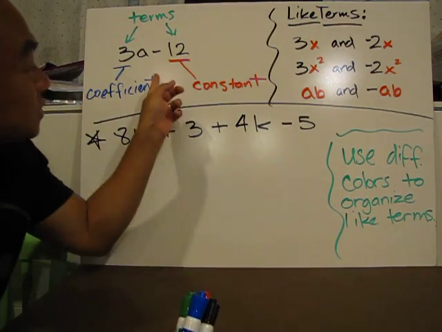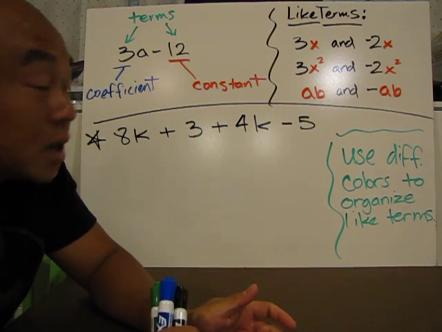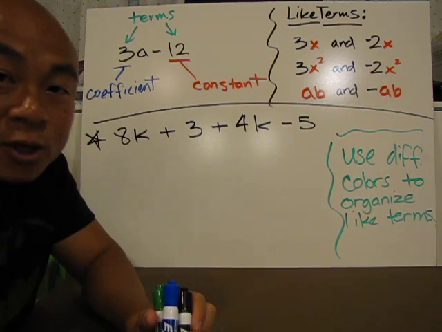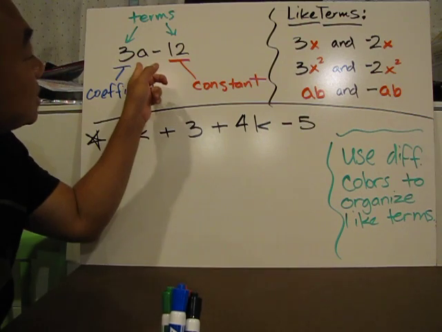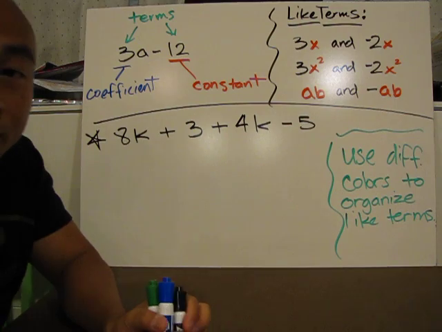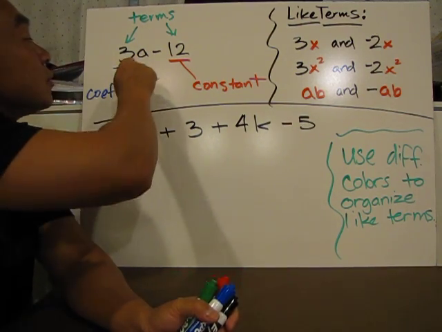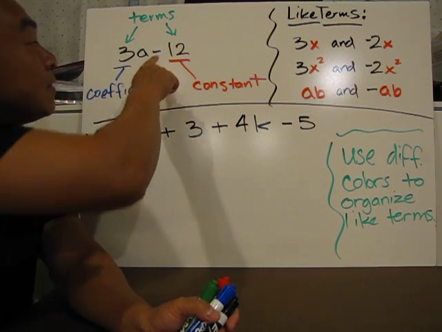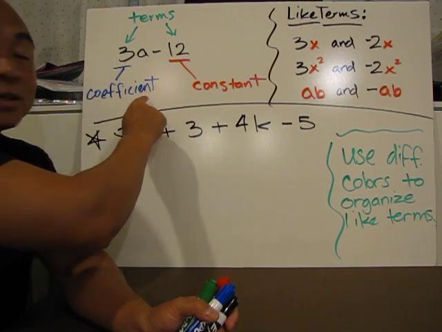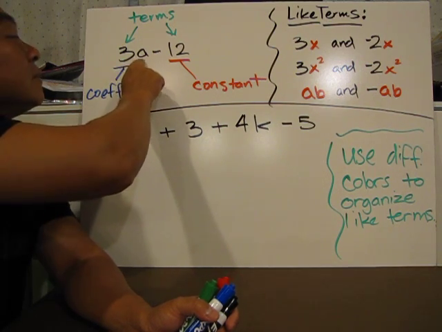Okay, so let's use this particular example right here to go ahead and define what those 4 words mean. Let's start off with the word term. This right here is an algebraic expression. It has 3a minus 12. There are 2 terms here. There is one term here, which is a product of a number and a variable. So 3 times a, that's one term. And then you have a minus 12. That's the other term. The coefficient is the number that is in front of that variable. It's the numerical factor of each term.